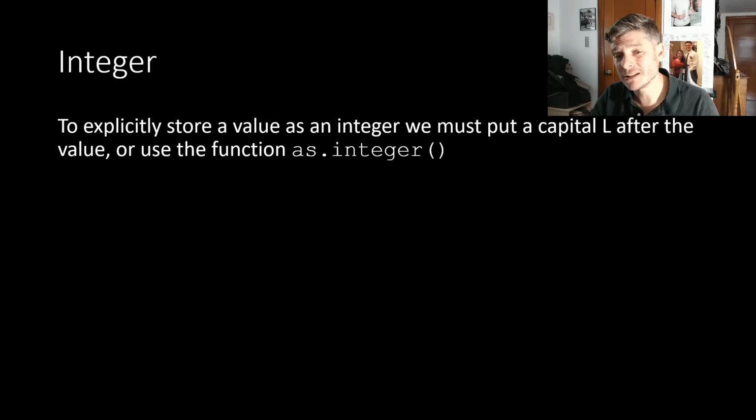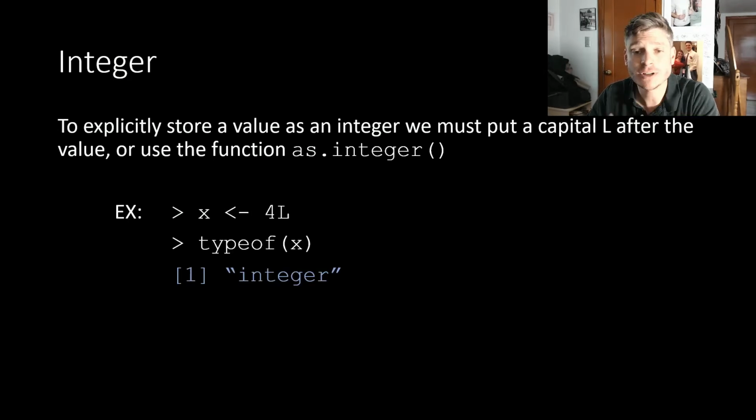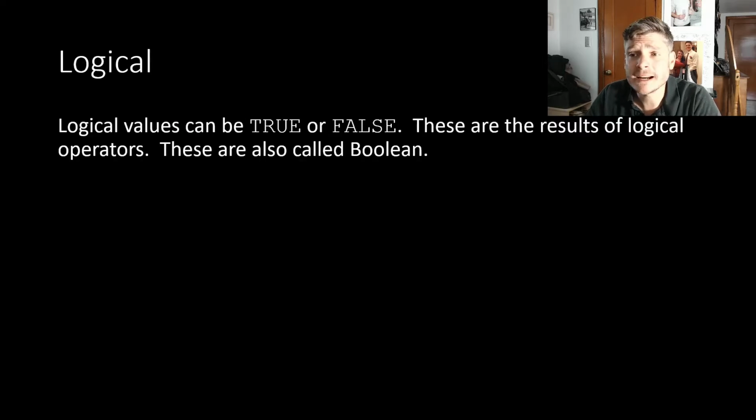If you want to explicitly store something as an integer, you either put a capital L after the value, or you can use the function as.integer. And the as. family of functions actually applies to a bunch of different data types too. But for example, in this case, I would do x and I want to store 4L. Now if we run the typeof function, we see that it's stored as an integer. So again, if you want to store something as an integer, typically we put that capital L after it. The next data type is our logicals, and logical values have to be either TRUE or FALSE.